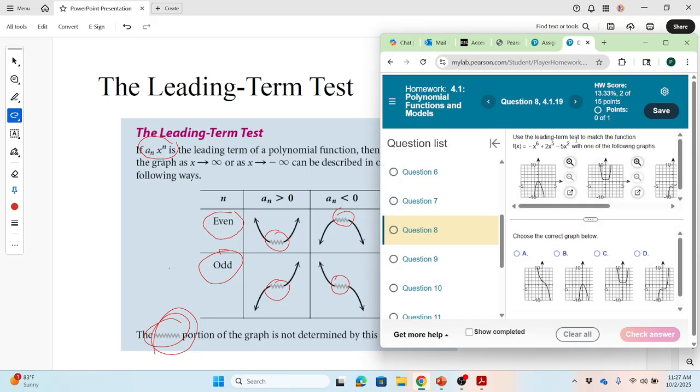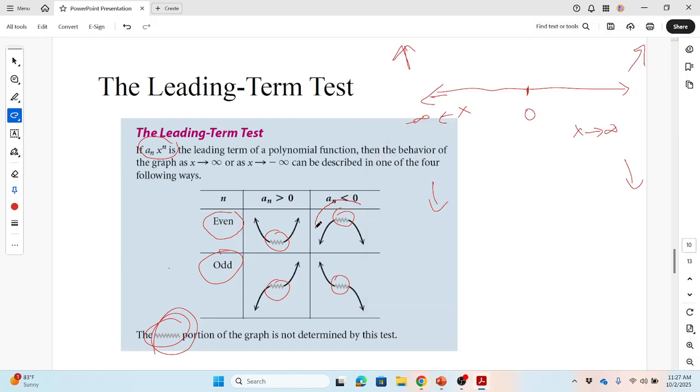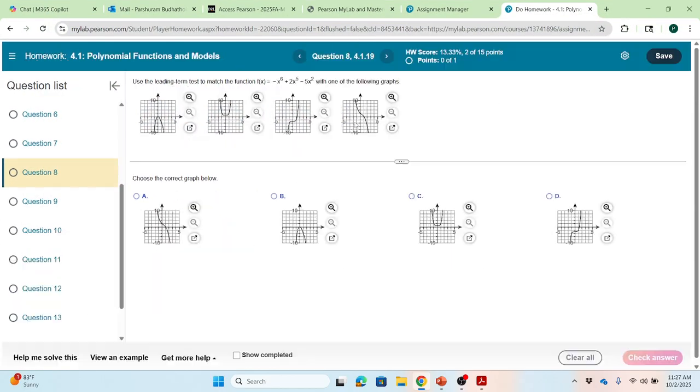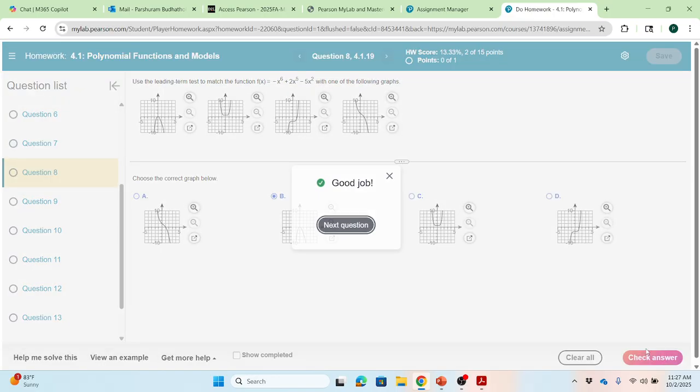Use the leading term test to match the function. Keep in mind, the leading term means it's an even degree and negative, so the graph is supposed to go down on both sides. Find the graph which goes down on both sides. This is the only graph I can see that goes down on both sides. The rest are not down.